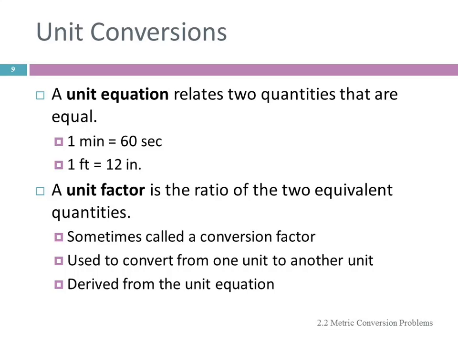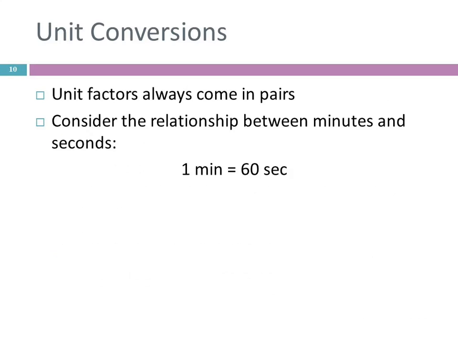Those are awesome, but unit factors are more useful. A unit factor is the ratio of equivalent quantities. And so from this unit equation, we can make a unit factor. They're sometimes called conversion factors, and we use them to convert from one unit to another. They always come in pairs. That's because you can write them right side up or upside down. And which is which depends on your point of view.